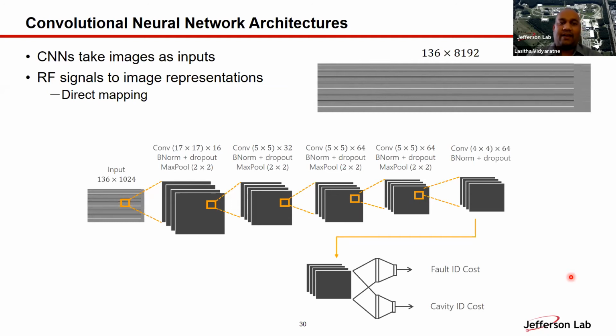These are particularly designed to process images. Now, we are working with RF signals or time series signals. So in order to use convolutional neural networks, we had to invent this preliminary step of representing our RF signals in an image.